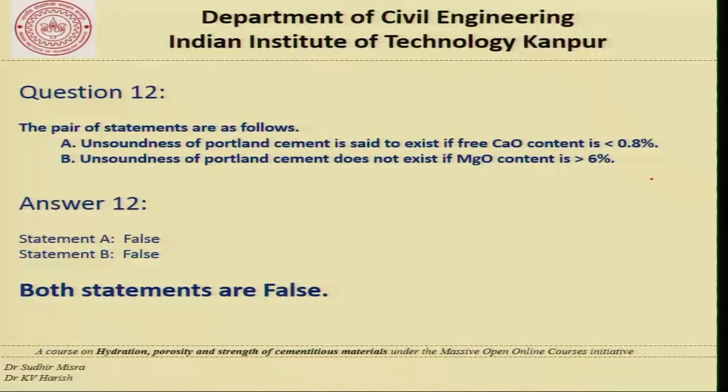Here again both these statements are false, not because there is a problem with the numbers, but because of the signs. You have to be careful with the sign here and the fact that in this statement we are talking of does not exist if the MgO content is greater than 6%. So if you are careful with reading the question, there will be no issue with arriving at the right answer. Both these statements are false.